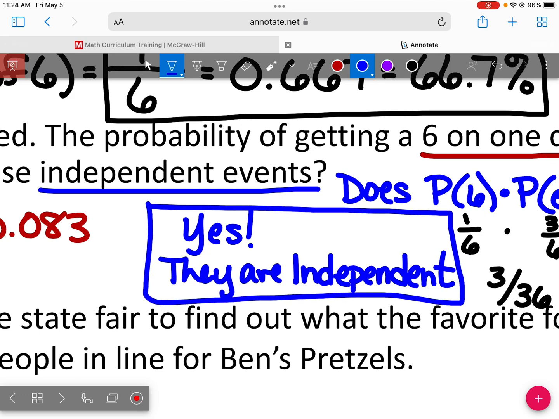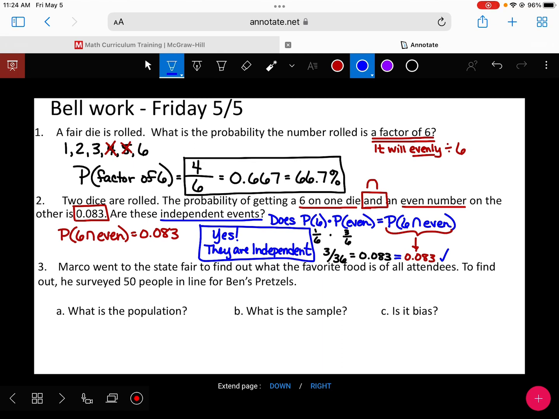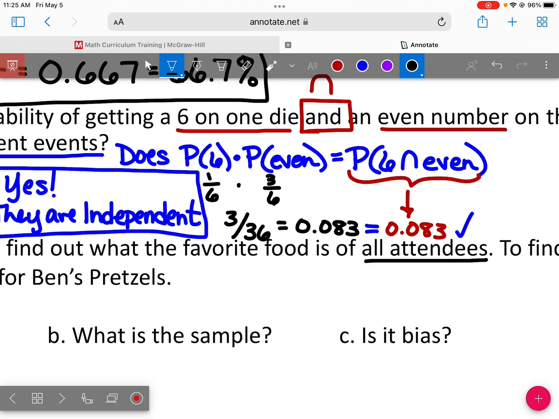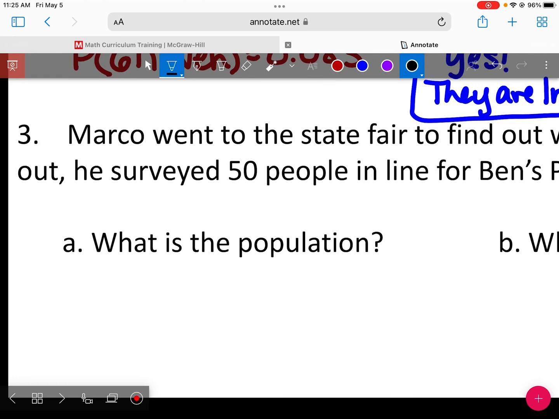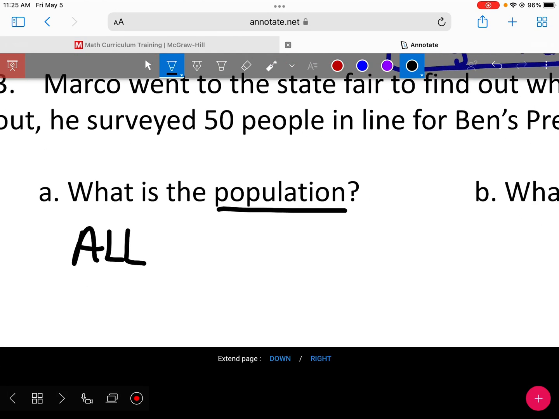All right, last problem on the bell work. Marco went to the state fair to find out what the favorite food is of all attendees. Stop right there. Who does he want to get information from? All the fair attendees. Yes, all the state fair attendees. So who is the population? The state fair attendees. All state fair attendees.